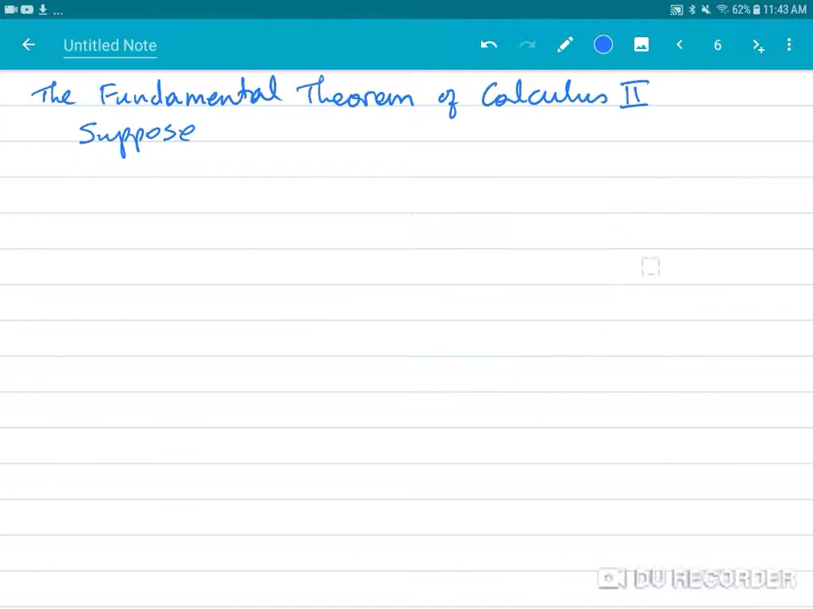So suppose f has an antiderivative. Suppose F is, you can take any antiderivative, so that's why I say an antiderivative.